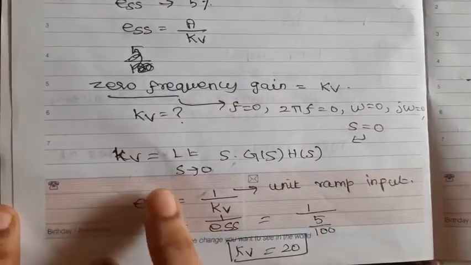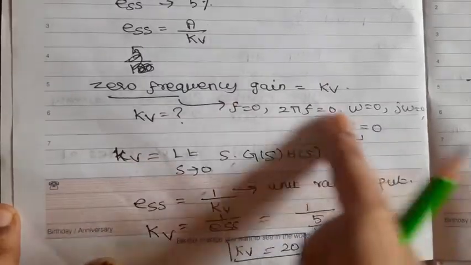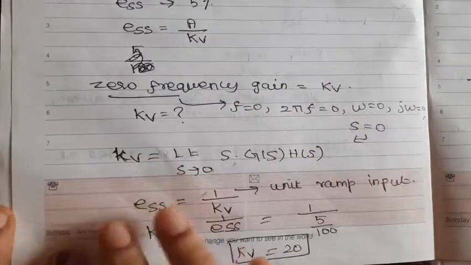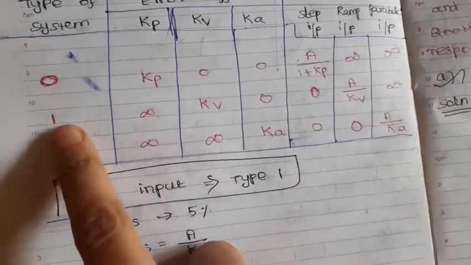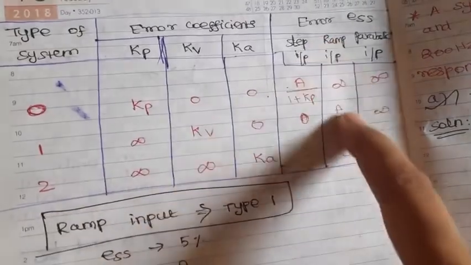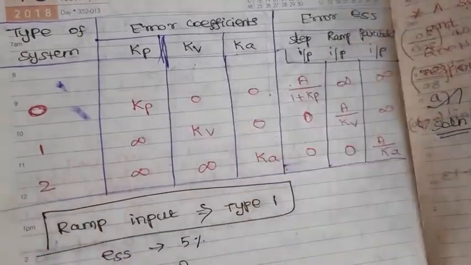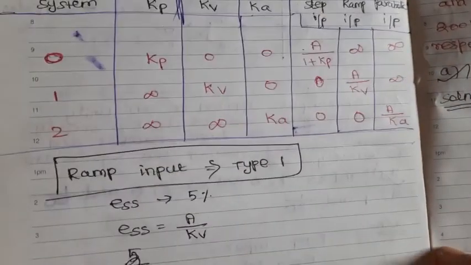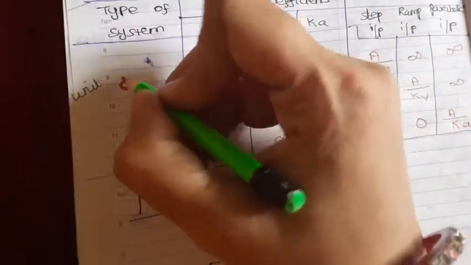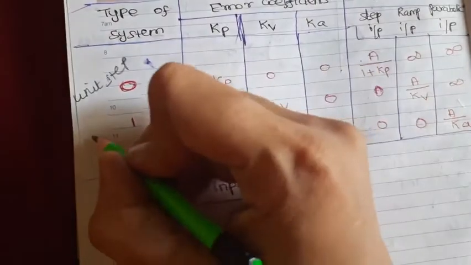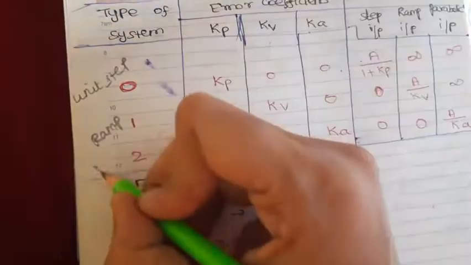So Kv, what is Kv? Kv in general is limit S tends to 0, S into G of S, H of S. Now we no need the formula. So the type number we need to find out, right? Type number is 1 for ramp input. For ramp input, what is the type number? 1. Okay, then this is for unit step, this is for unit ramp input, this is for parabolic input. This is the type number.